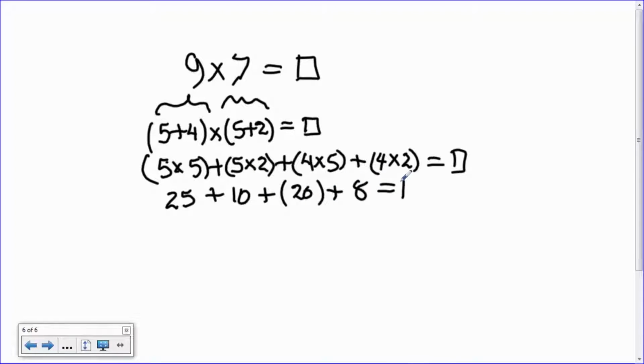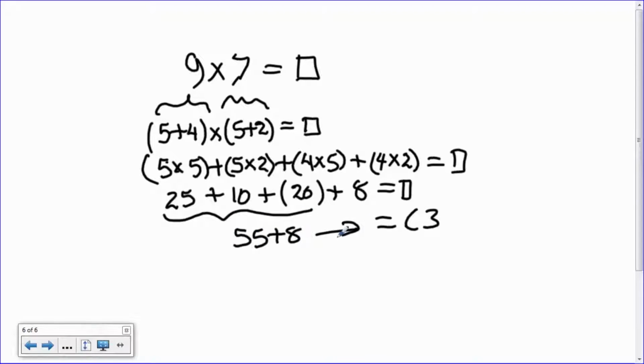I want to know what that is. Well, there's 25. 20 and 10 is 30. So I have 25 and 30. So that is 55. And I'll take 5 from 8 and make it 60. And 3 more make it 63. So this ends up being 63. These turned out to make it 55 plus 8. And that was 63.